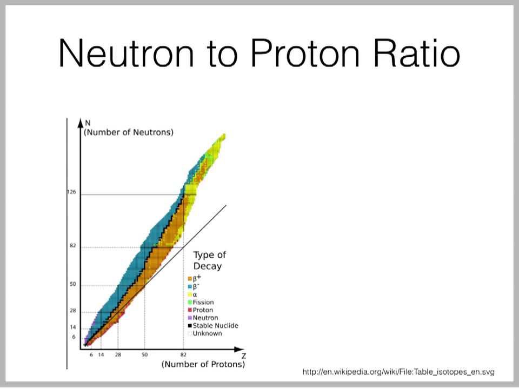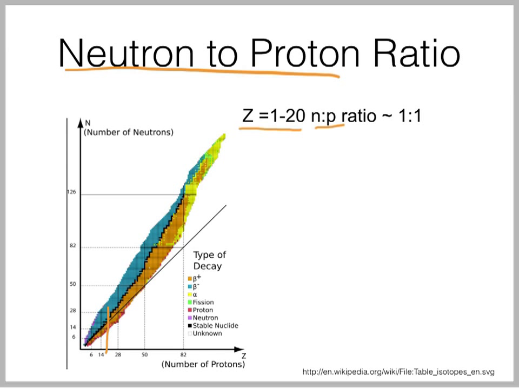Continuing on with our examination of the stability of elements, we are going to look at something called the neutron to proton ratio. Now, if we look at the number of protons up to about 20, the number of neutrons to protons is 1 to 1. So here we're looking at Z equals 1 to 20, so that's up to calcium. We're talking about the neutron to proton ratio of about 1 to 1. So for every proton we have a neutron. The neutrons balance out the electrostatic repulsion of the protons and help bind the whole atom together.